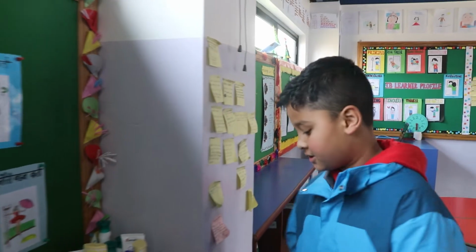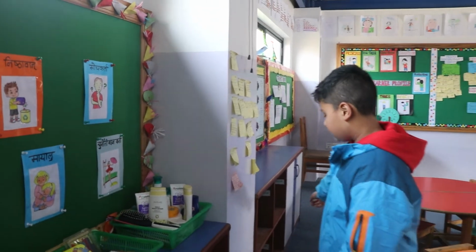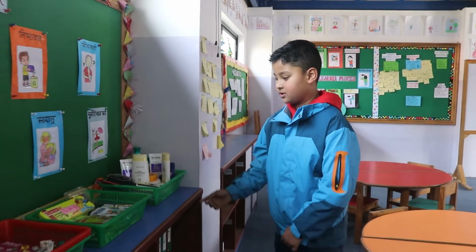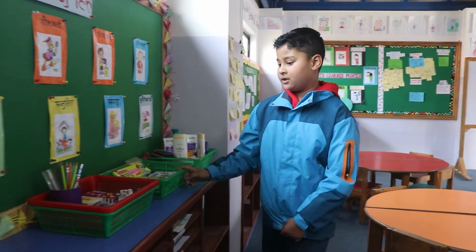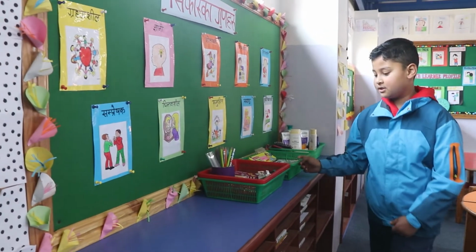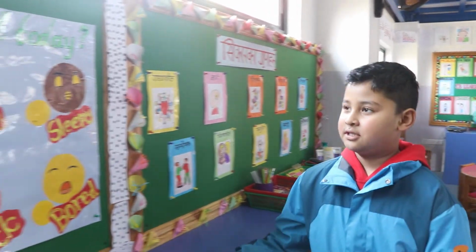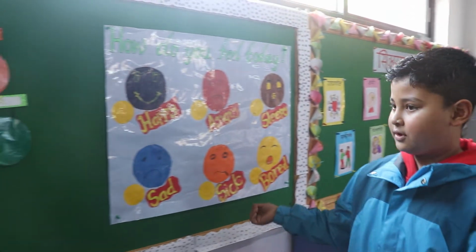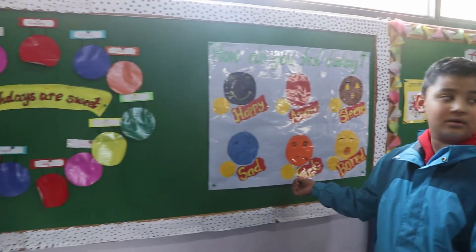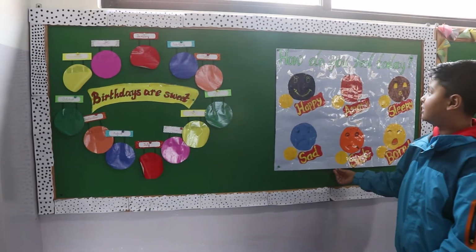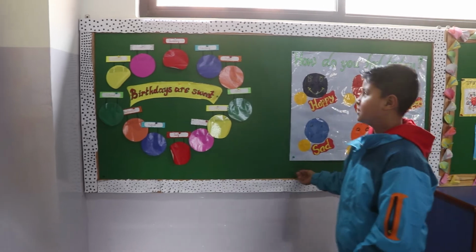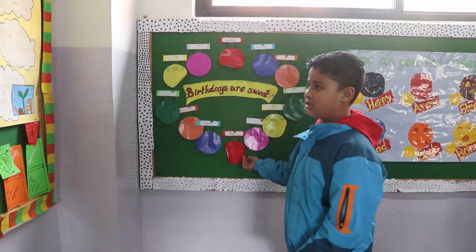This is our portfolios. This is our colors. This is our stationery. This is our Nepali board. This is our how we feel. This is our birthday wheel.